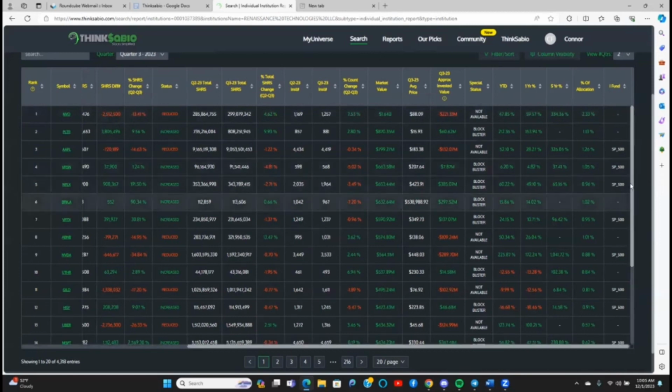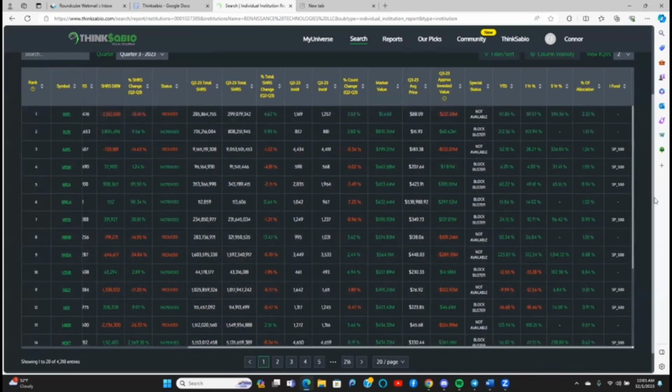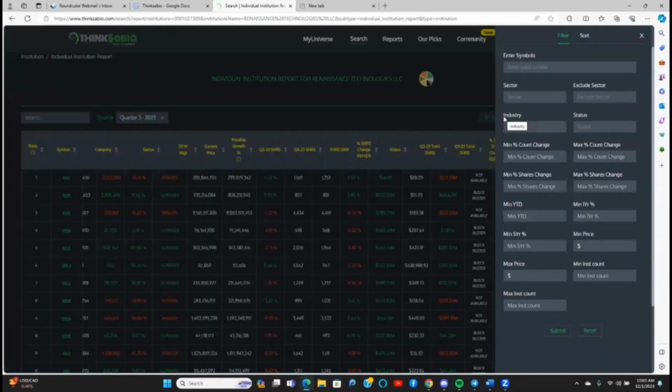Renaissance Technologies, they've got a lot of stocks that they invest in. So there's lots and lots of pages that you can see, over 200 of them, just to get a really comprehensive look. But if you want to filter it down a little bit, you can use this filter to pare down the data to only see what's most important to you.